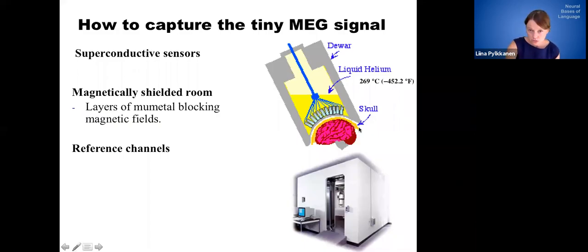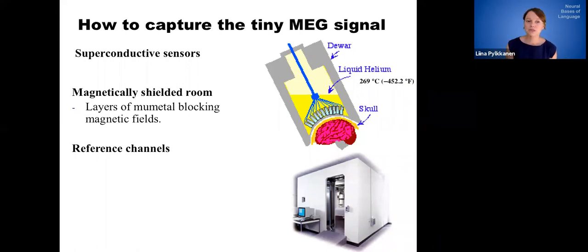So in addition to these MEG sensors close to the brain, we also place so-called reference channels a little bit further away, far enough that they're not capturing the brain signal, but they would be capturing anything else that's coming from the environment and creeping into the room.